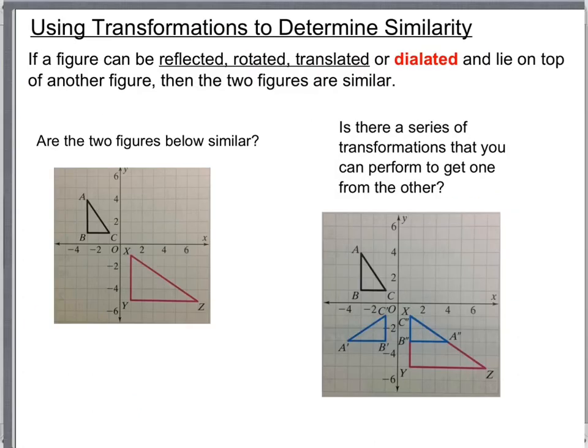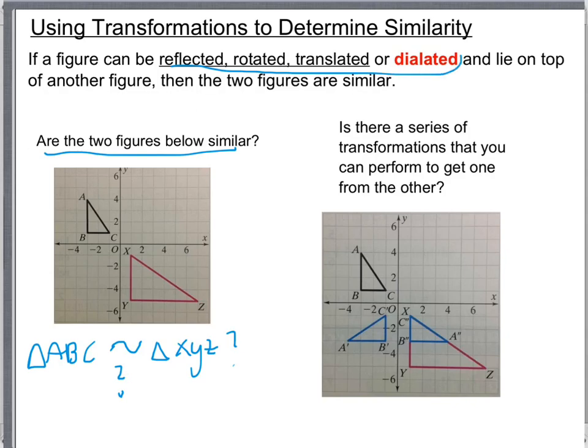Okay? So I could be asked the question, like I was before, are these two figures similar? So it is a triangle ABC. This is my question: is it similar to triangle XYZ? Okay, so in order to figure out if it's similar, almost the same thing as for congruency, we have to see if there's a sequence of transformations. This time we can include dilations that make one figure lie on top of the other.